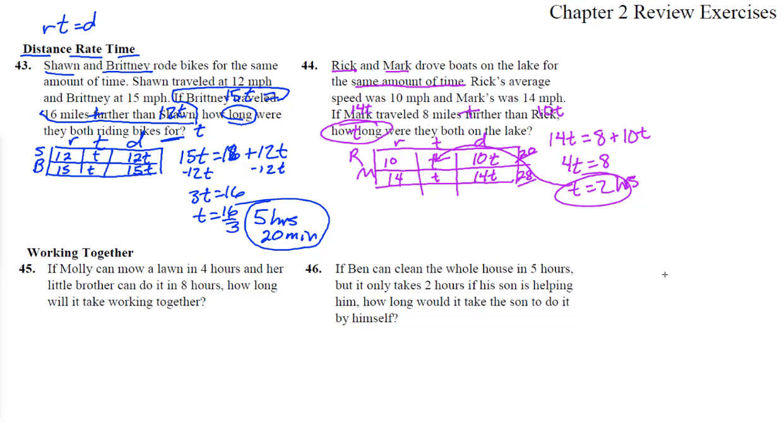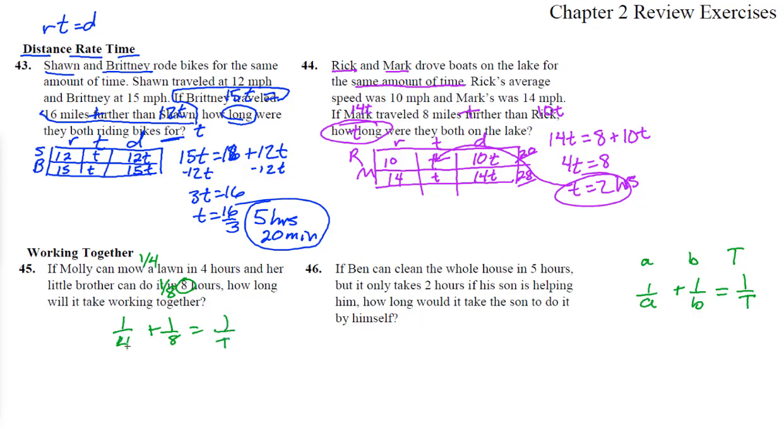Remember, if one has a time of A and one has a time of B, the total time is given by the equation: the rate he's working, which is the reciprocal, plus the rate she's working adds up to the total right there. So if Molly can mow a lawn in 4 hours, that means her rate is 1/4 of the lawn per hour. And her little brother can do it in 8, that means his is 1/8. Then together they're working 1/4 plus 1/8 is 1 over that total time.